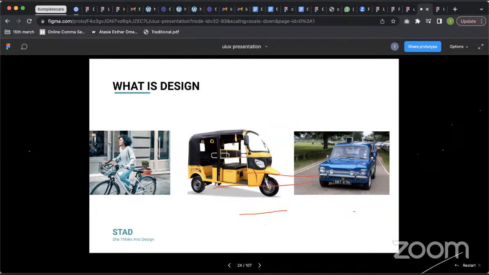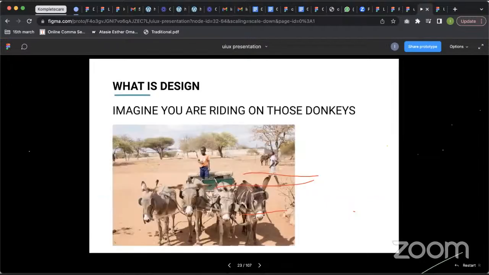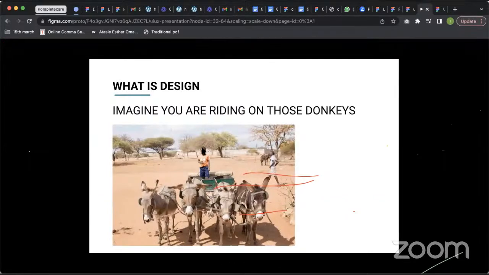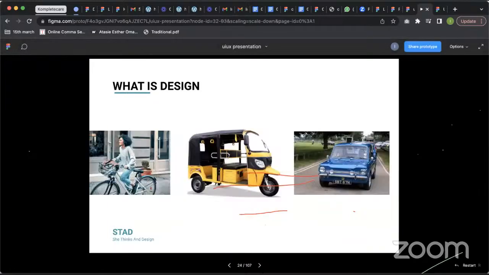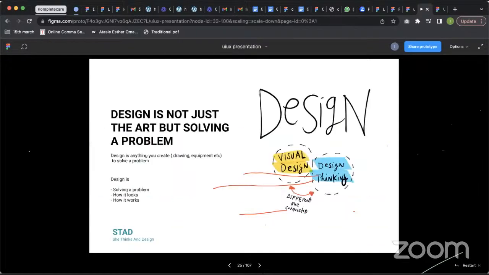So, but what resulted to the making of these things? There was a problem. What is the problem? The problem was that this guy wants to die. This guy is suffering. Everywhere is hot. People cannot travel long distance. When people even try to travel, it's frustrating. Donkeys will get tired. These are the problems. Then people sat down and found better ways to solve these problems. So that leads me to what is design.